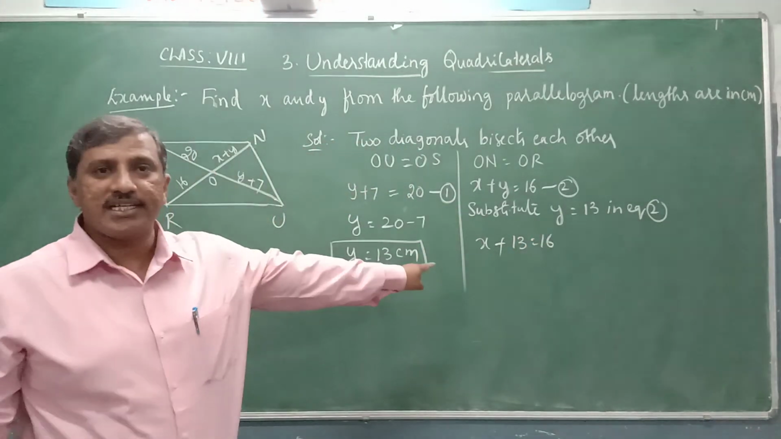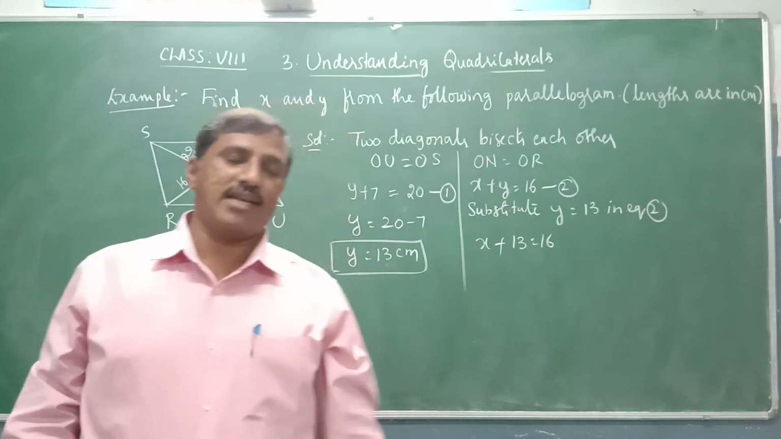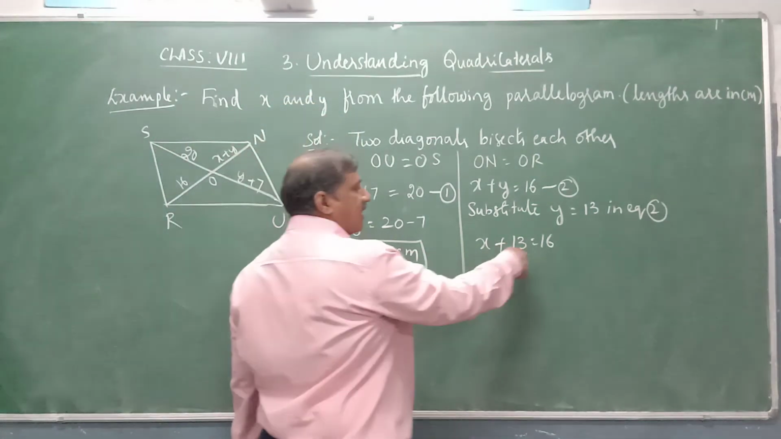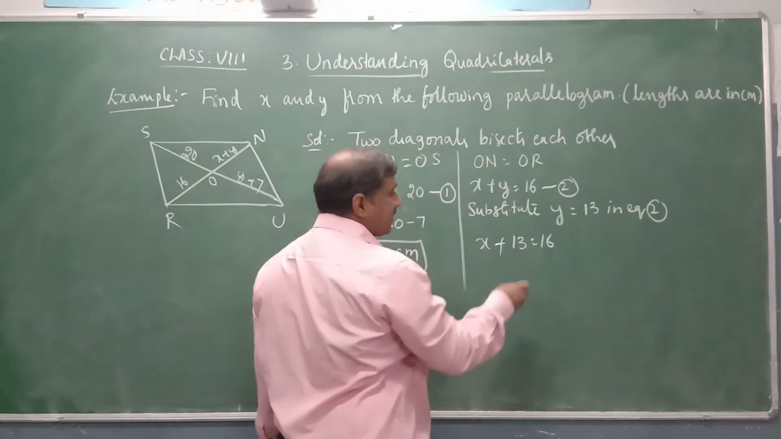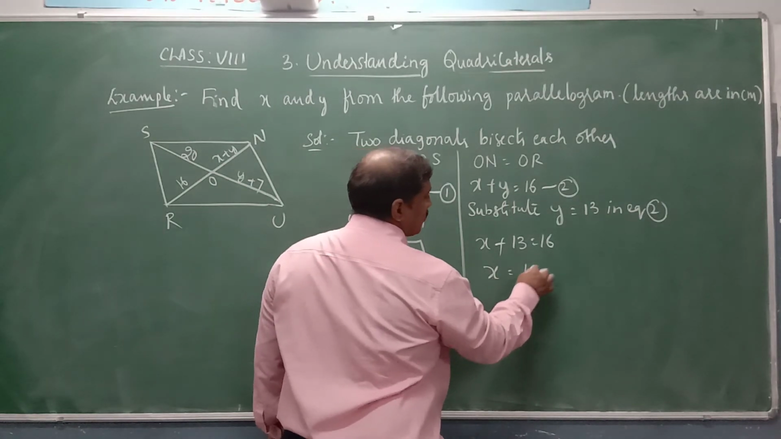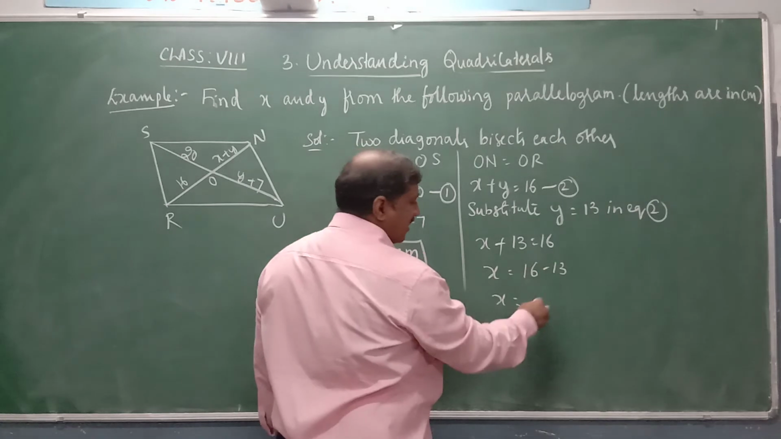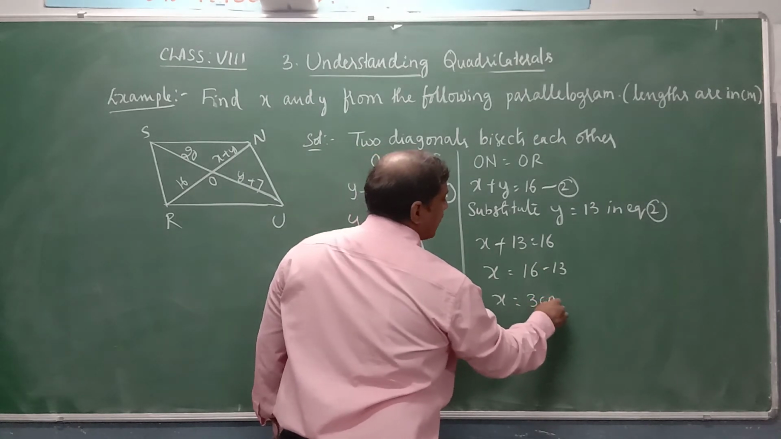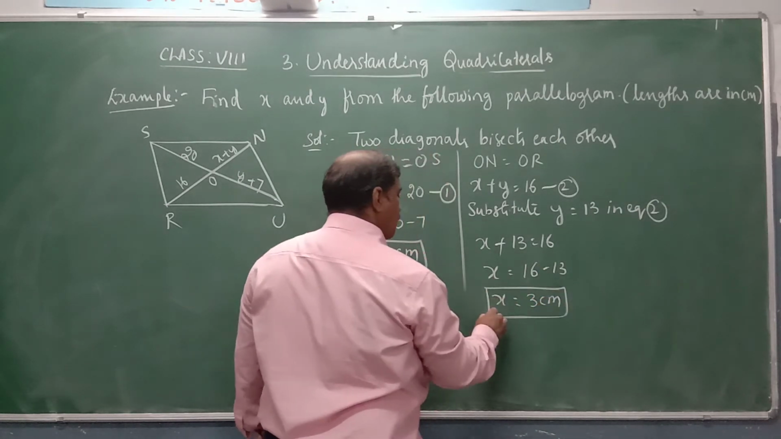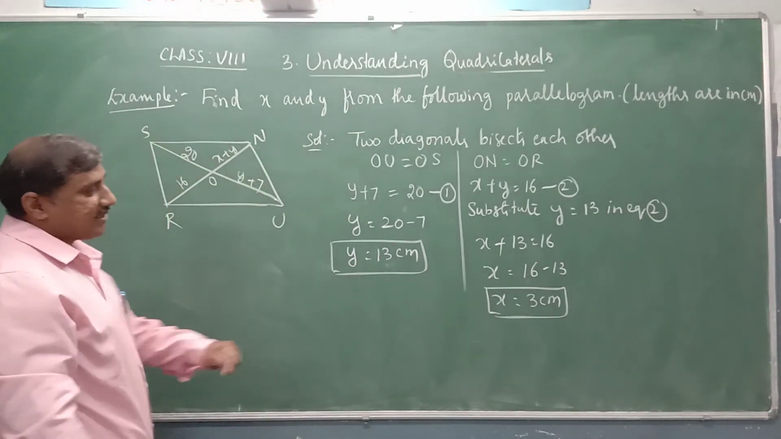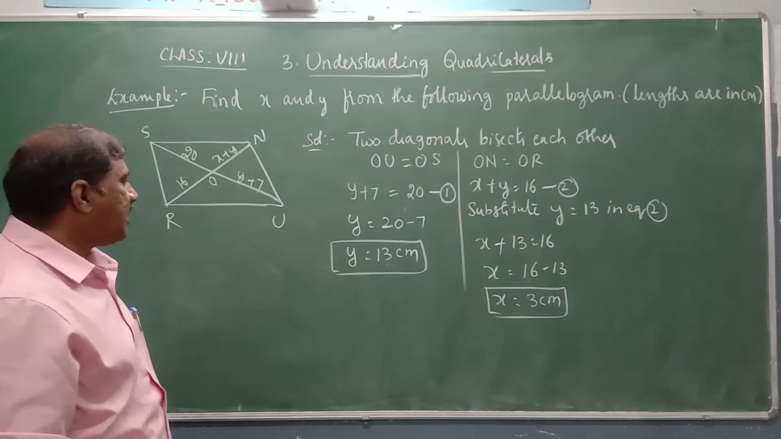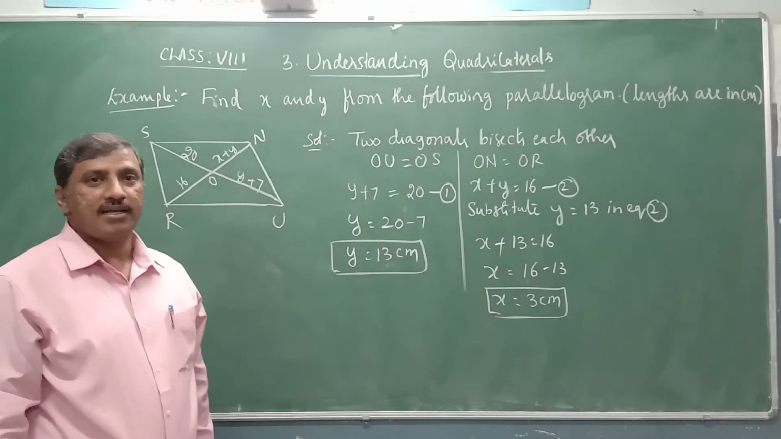Now that is converted to a linear equation in one variable. Transpose plus 13 to the RHS, we get minus 13. Therefore x is equal to 16 minus 13, that is 3 centimeters. So they ask you to find x and y. x is 3 centimeters and y is 13 centimeters.